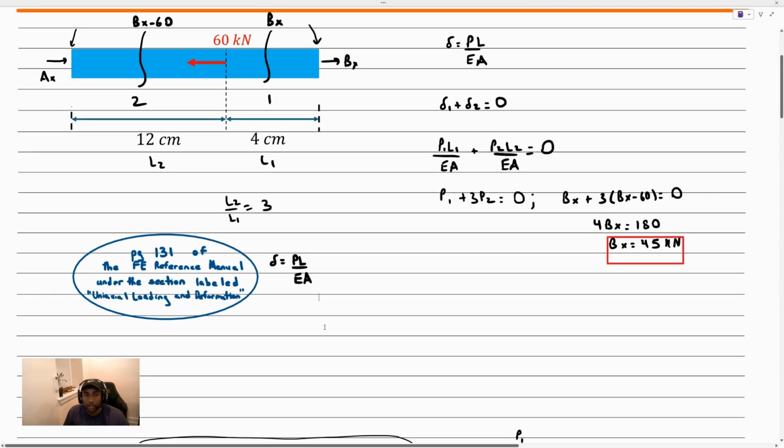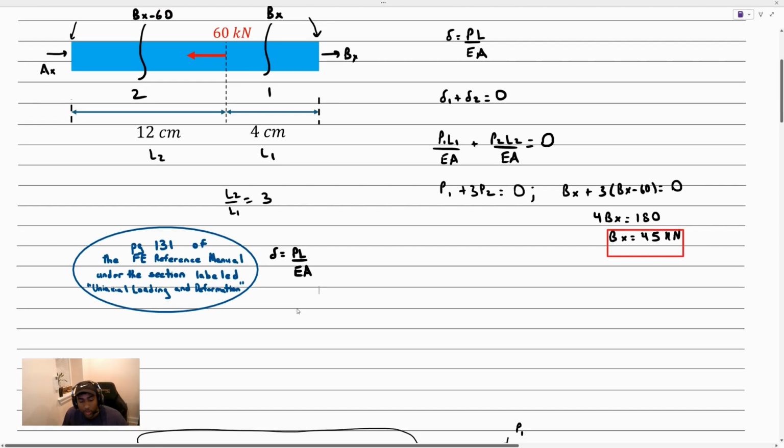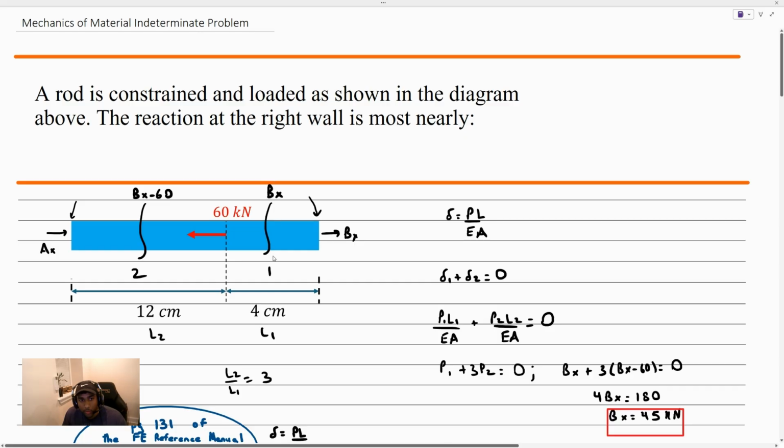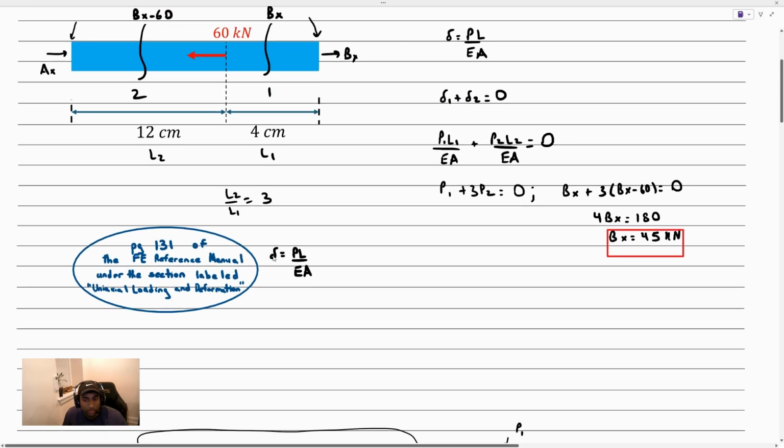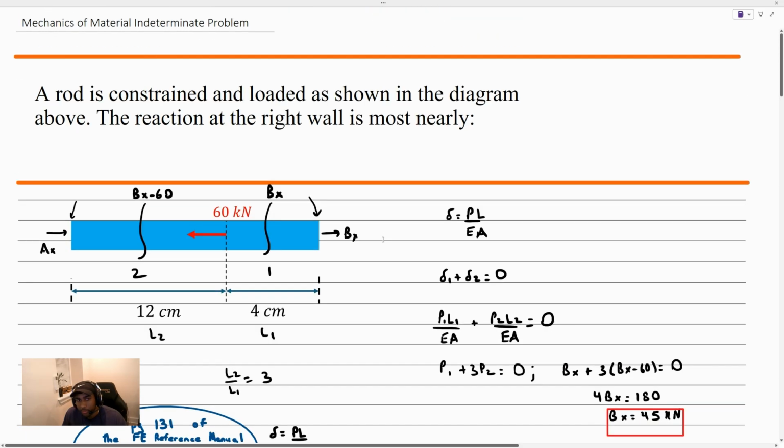Okay, so now that we know how to find the formula and we've explained that internal load, I think all of the issues with the problem are cleared up.